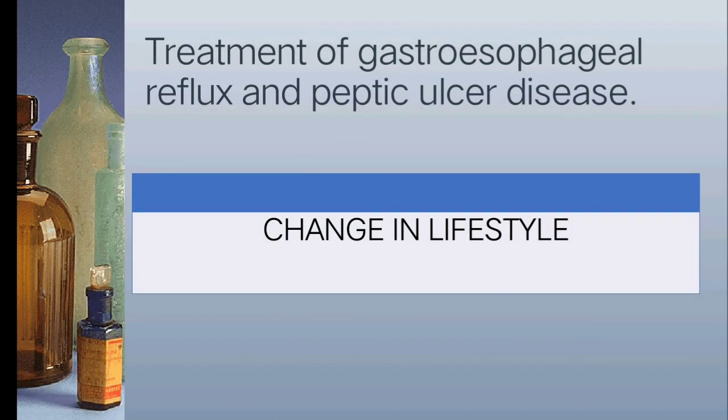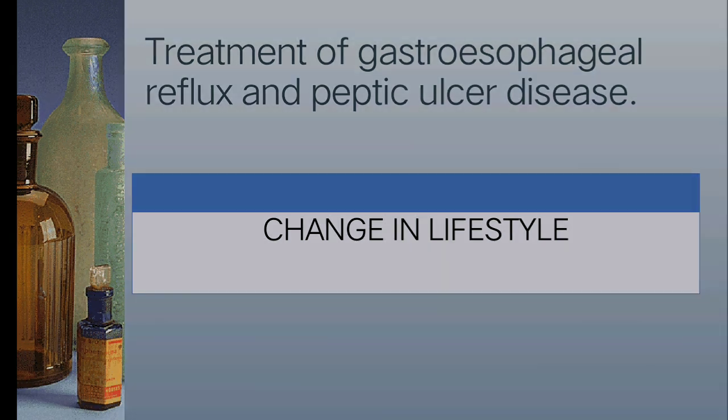Next, we have the treatment of gastroesophageal reflux and peptic ulcer disease. The most important treatment of this disease is change in lifestyle. In order for you not to have this kind of disease, you need to do more activities, do exercise, eat healthy foods, and many more so that you can prevent this kind of disease.